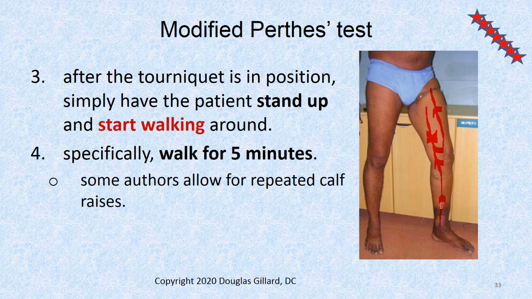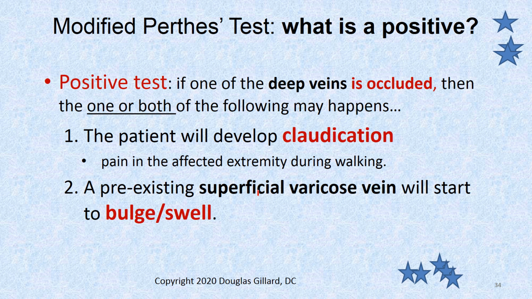And that's positive. You may get claudication pain. But claudication doesn't mean the pain's in your calf. It could be anywhere in the leg. So that's a positive. So they walk for 5 minutes. Some authors allow, maybe they can't walk, they can do calf raises. If they can't walk, they probably can't do calf raises either. So that's why this test is not the greatest in the world. But it's positive if they have pain during the walking.